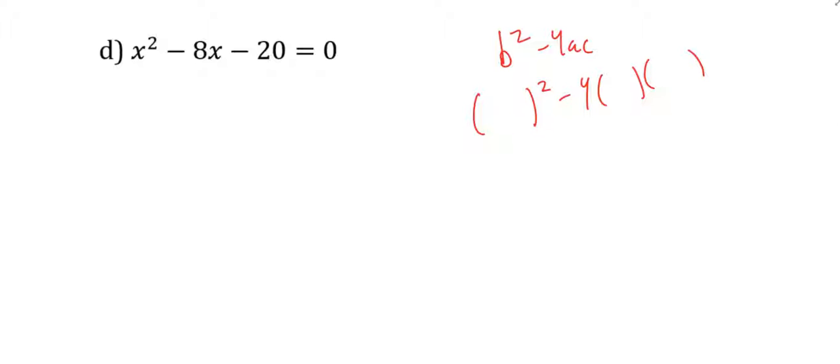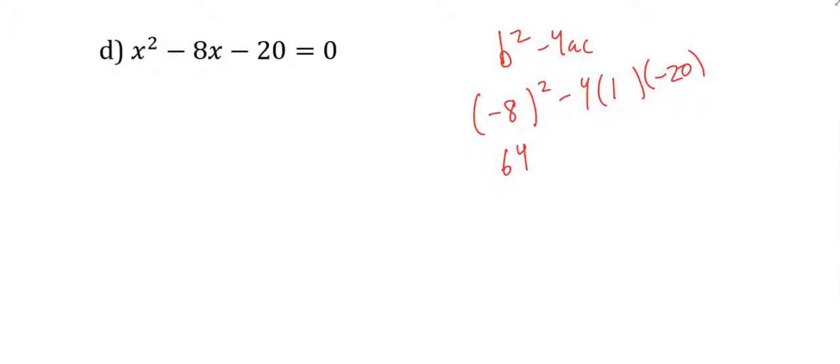So when I put -8 in here, and 1 and -20, -8 all squared is 64. If you wrote this wrong on your calculator and you had -64, your answer is going to be wrong. So you really got to watch for that. 4 times 1 times -20 is -80, so minus that is +80.